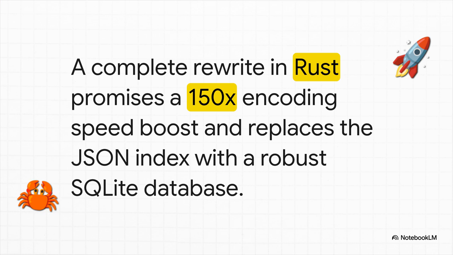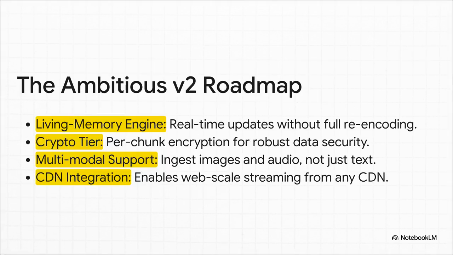But it's not just about speed. Even more importantly, they're swapping out that fragile little JSON index file for a rock-solid SQLite database. That makes the entire system way more robust and reliable from the get-go. And when you look at the roadmap for V2, this is where it gets really exciting, because it's basically a checklist of solutions to every single problem we just talked about.